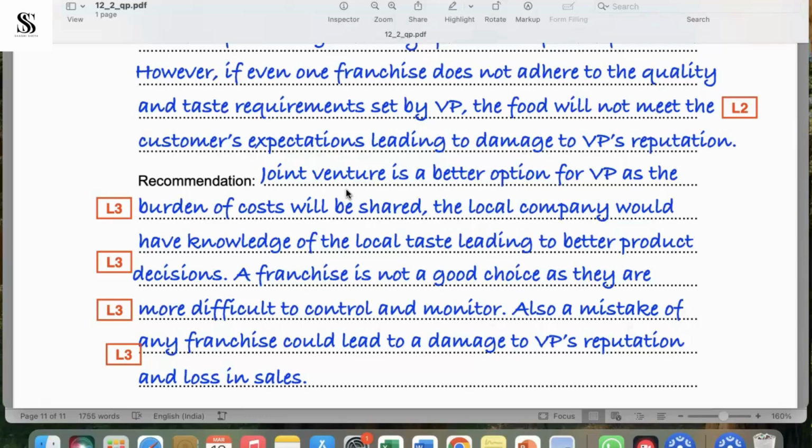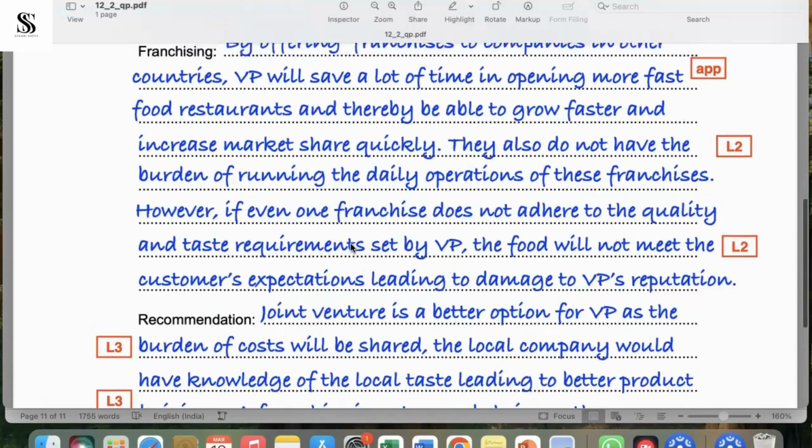Now recommendation. I have gone ahead with recommending joint venture, but you could very well recommend franchising as long as you're able to justify it. So I have said joint venture is a better option for VP as the burden of costs will be shared. The local company would have knowledge of the local taste, leading to better product decisions. So two justifications here. A franchise is not a good choice as they are more difficult to control and monitor. One justification. And also a mistake of any franchise could lead to damage to VP's reputation and loss in sales. Second justification. Right? So that gives us the 12 marks.